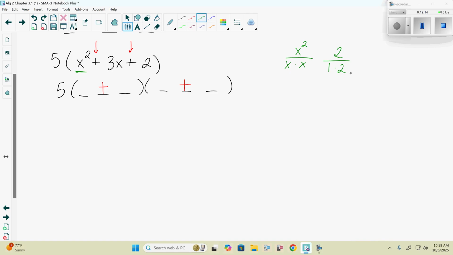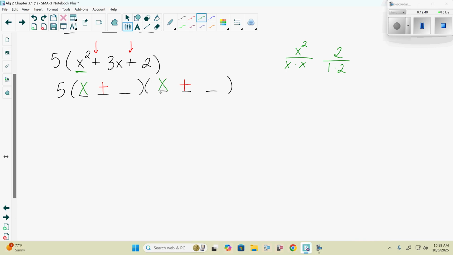Third term is 2. Only factors of 2 are, well, 1 and 2. And that takes care of steps 1 through 4, yes? The only step we have left is what? Plug in and check, yes? Now, plug in and check. All that means is we're going to take one of the factors of x squared, our first term, and we're going to plug it in.